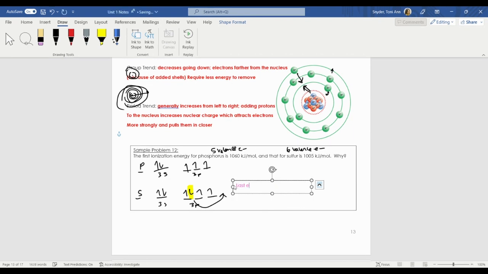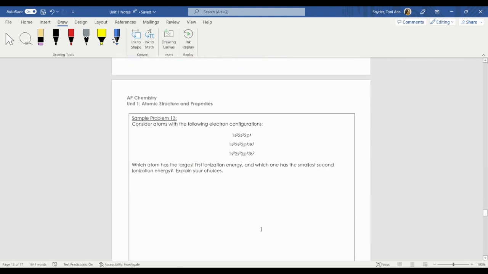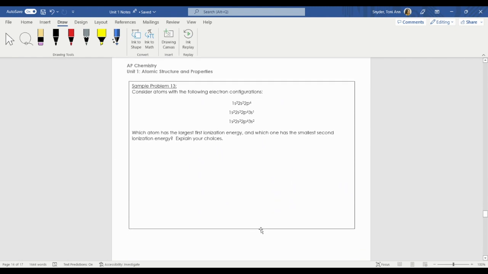Anyway, this last electron is easier to remove because the electrons in the 3p shell tend to repel one another. So let's do this last sample problem together, sample problem 13. Which atom has the largest first ionization energy and which one has the second smallest ionization energy? Explain your choices. I'm just going to number these as 1, 2, and 3.